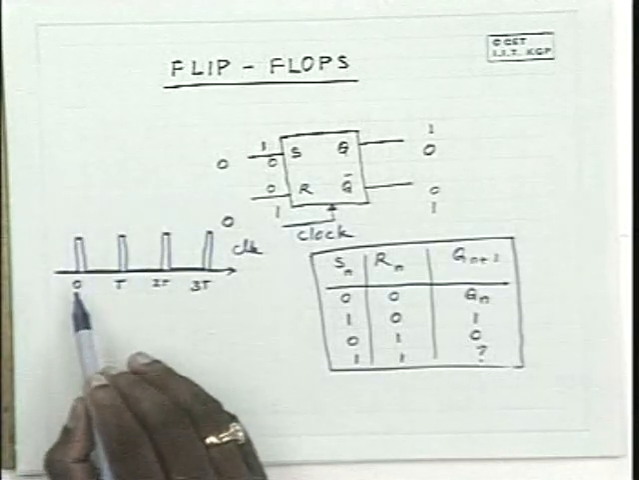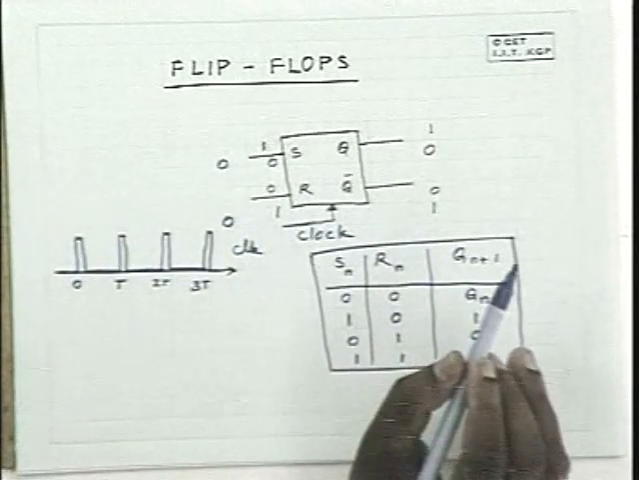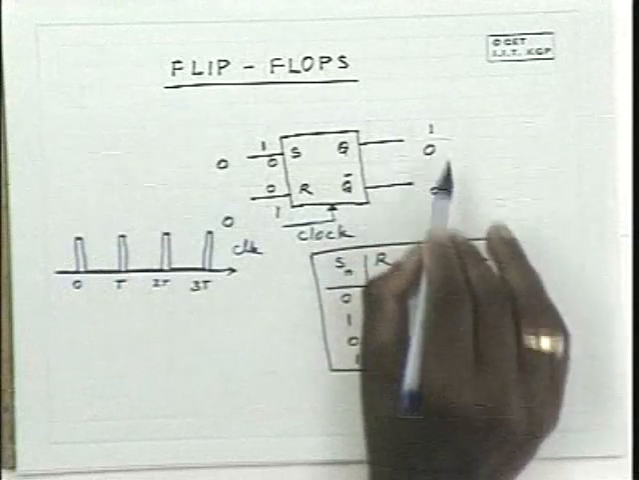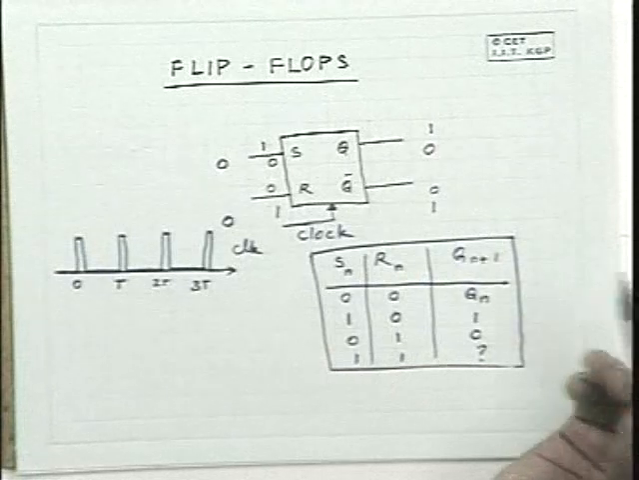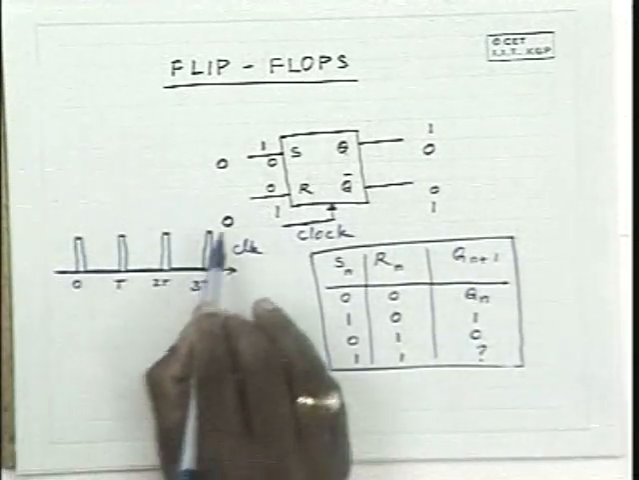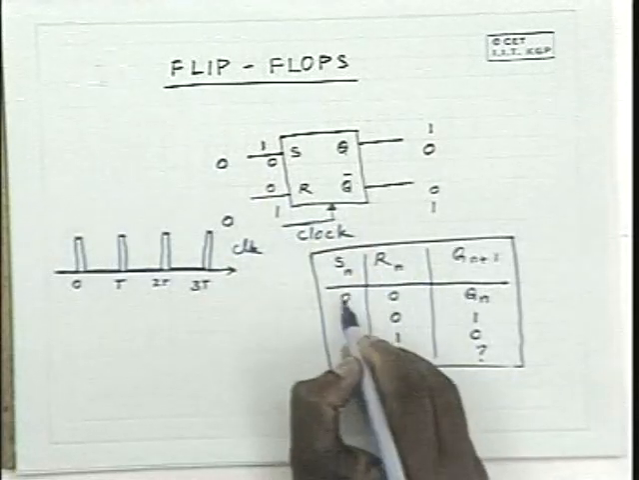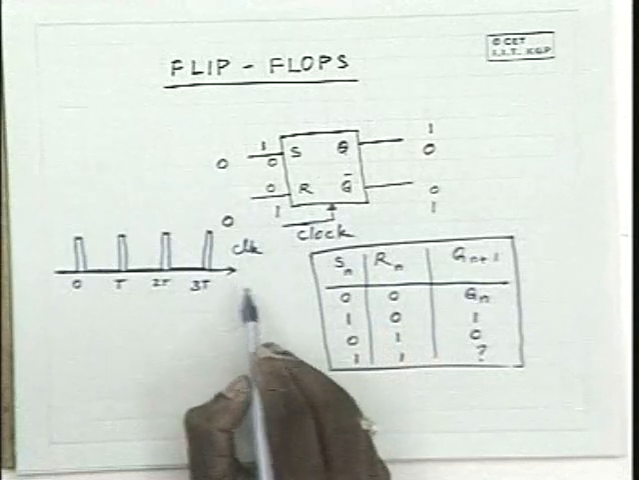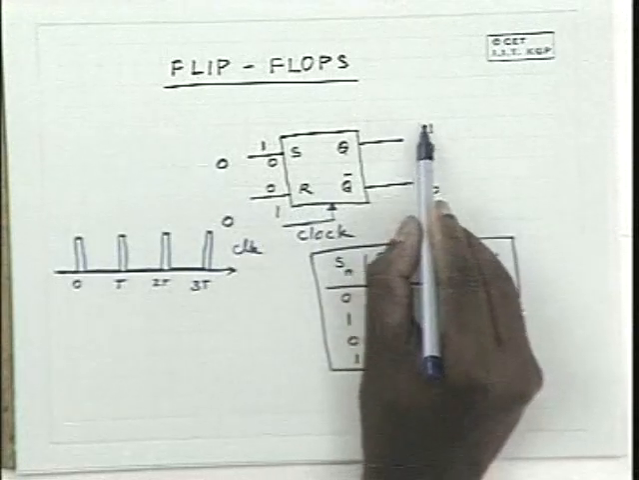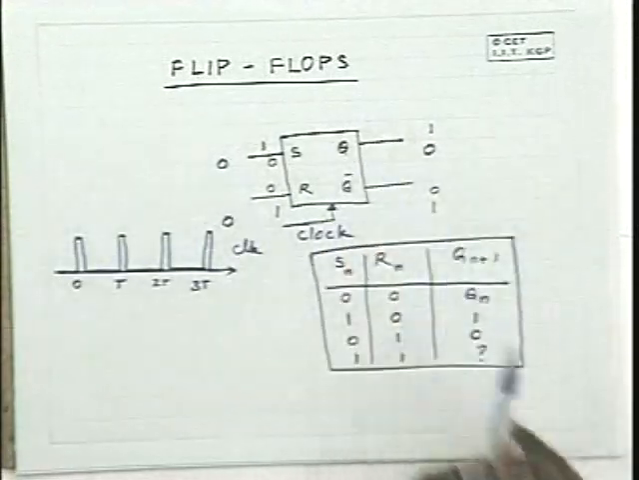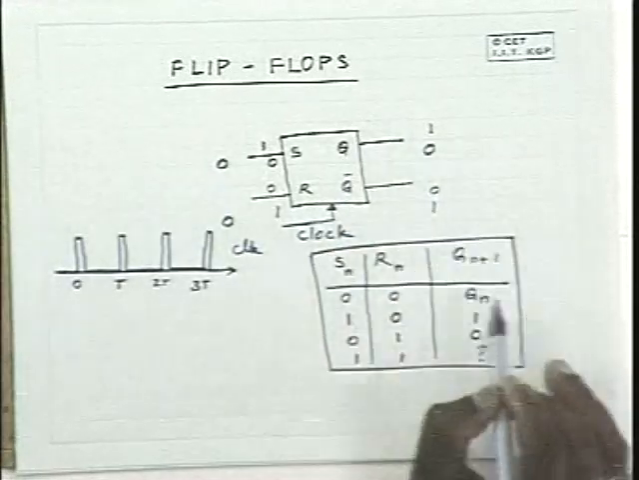which defines the frequency of operation of the circuit. For each clock pulse, you have a state defined, output state defined. Output state is this logic level 1 or 0 in this particular case. Now, at the nth stage, if Sn and Rn happen to be 0, 0, and at the n plus 1 instant, when the clock pulse is applied, the state for the n plus 1 clock pulse remains as the previous output state itself.